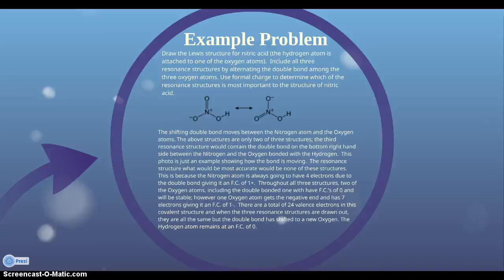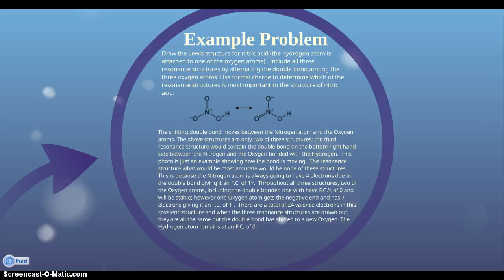The third resonance structure would contain the double bond on the bottom right-hand side between the nitrogen and the oxygen bonded with the hydrogen. This is just really a photo to use as an example showing how the bond is moving around. So the resonance structure that would be most accurate would be really none of these structures. And I found this because the nitrogen atom is always going to have 4 electrons due to the double bond giving it a formal charge of 1+.